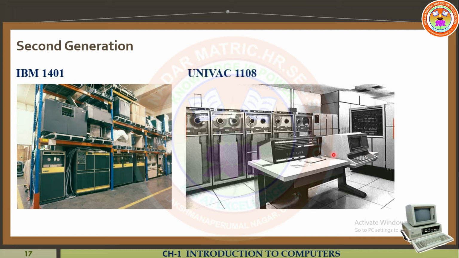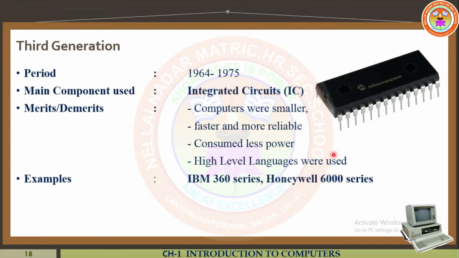Okay, right. Then number 3, third generation of computers. The third generation was used in the years 1964 to 1975. In this generation, transistors of the previous generation were replaced by integrated circuits. Simply we call it IC. This is the structure of an IC.